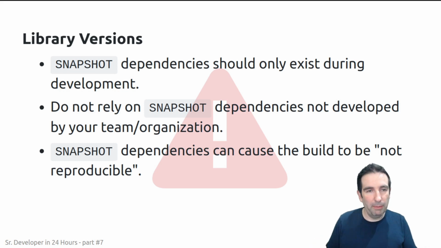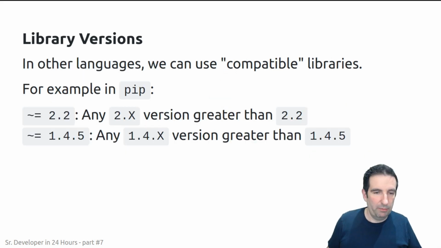So it is a very useful tool, but it must be used with care. Now, what happens if we're using other languages? Languages other than Java or related JVM languages. So, for example, some of the other languages or ecosystems have something that is called compatible libraries.